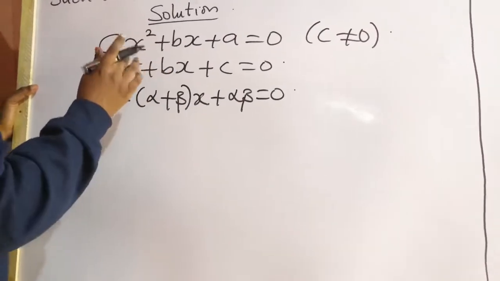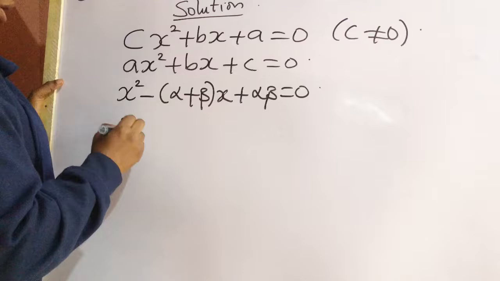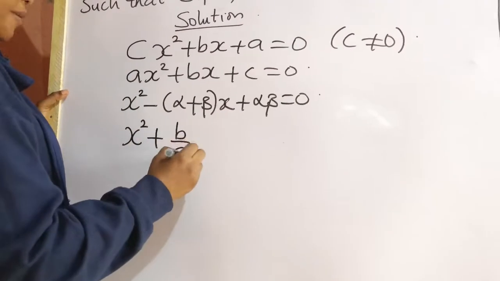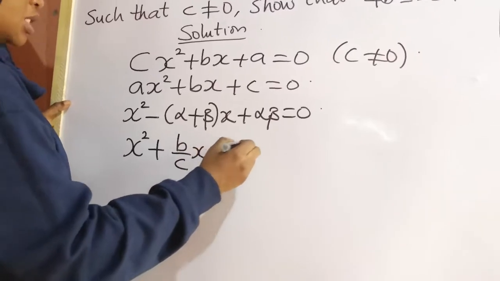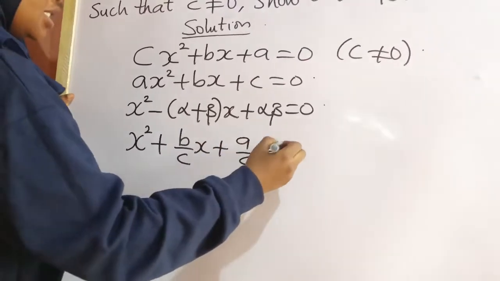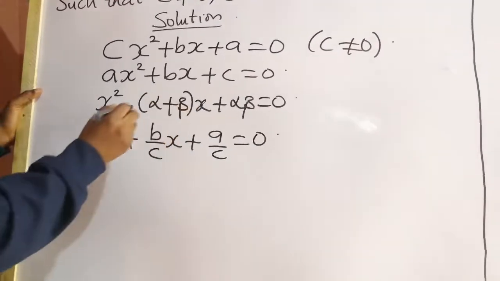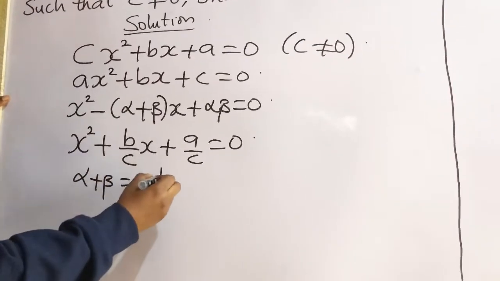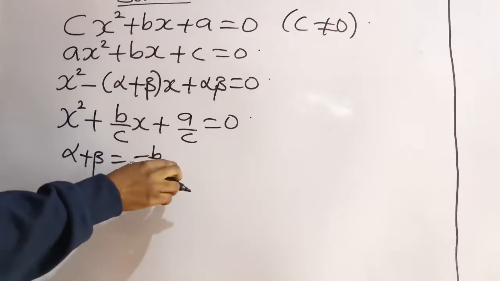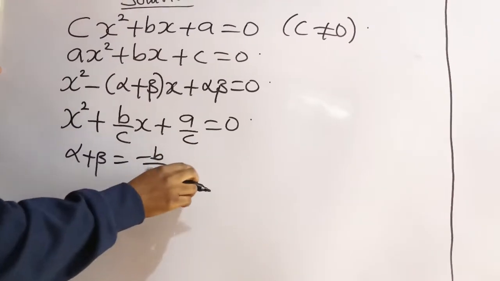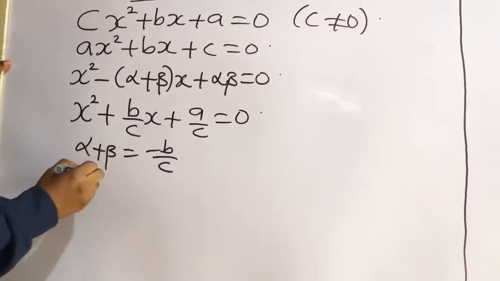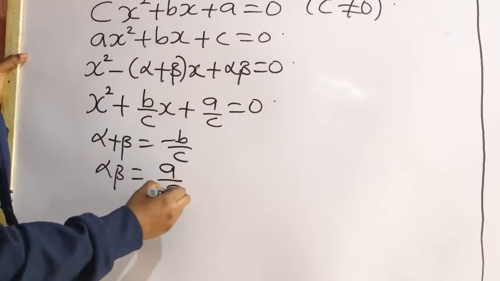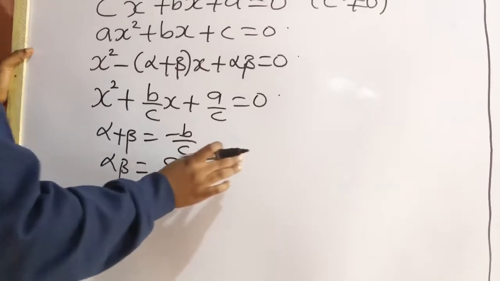So from this side now, x squared plus b over c x plus a over c is equal to 0. That means the sum of roots here will be equal to minus b over c instead of minus b over a. So the product of roots here is equal to a over c. So we have to note that.